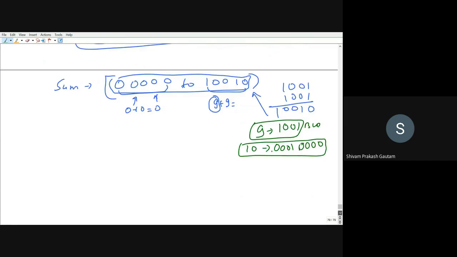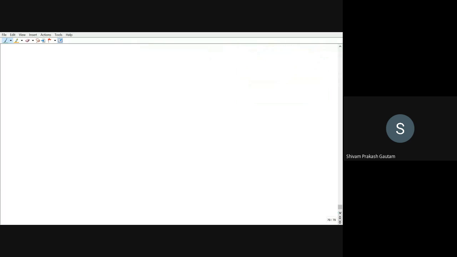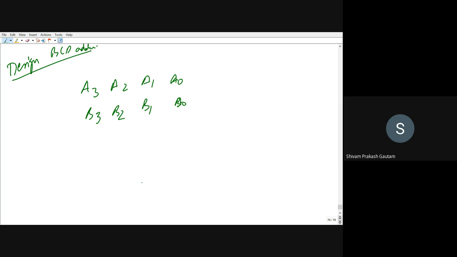The range. Okay. Suppose you have two BCD numbers. The first BCD number is A3, A2, A1 and A0. The second number is B3, B2, B1 and B0. Right now we are trying to design a BCD adder, a 4-bit BCD adder. If you add these, it can produce sum 0, sum 1, sum 2, sum 3, and a carry will also be generated. Let us call it S4.